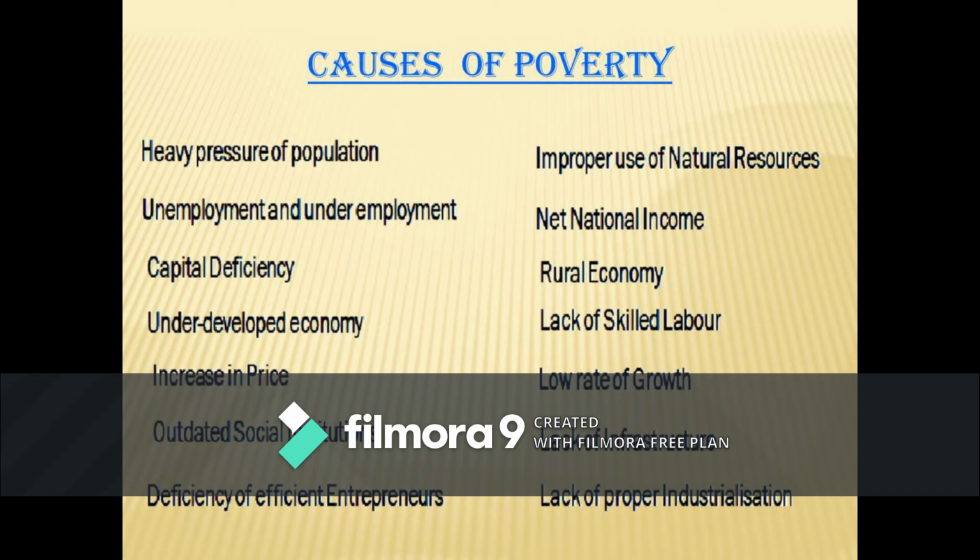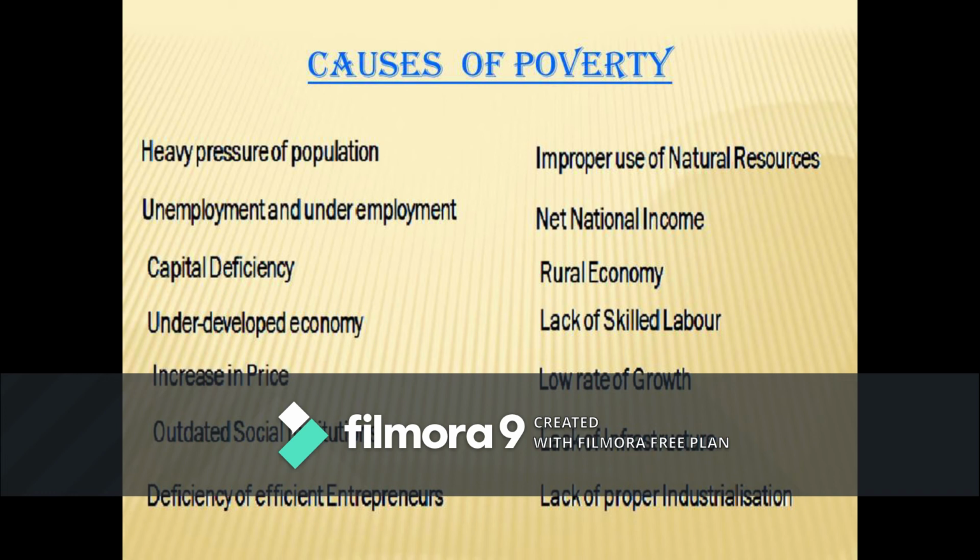Next comes unemployment and underemployment. Unemployment comes because of the lack of skills, lack of education, lack of health. Some people are also employed but they are not earning sufficient income for their daily needs, so it is also a cause of poverty. Now the capital deficiency. People are there in the country, the population is large, but they don't have physical capital or liquid capital, so they are not able to do any type of work. So capital deficiency is also a cause of poverty.